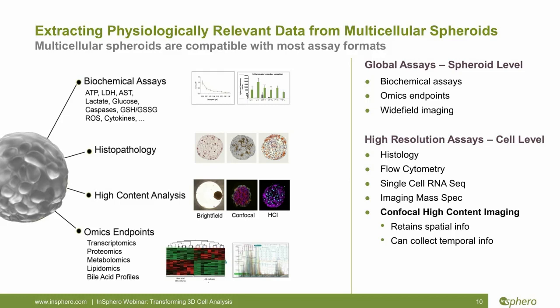Histology, single cell sequencing, flow cytometry, imaging mass spec, and confocal high content imaging are all good examples of high resolution assays. Of these, only high-content imaging also retains spatial information, in other words, where each cell was located within the tissue, and can be performed in a live format in order to collect temporal information. High-content imaging is also a relatively high-throughput platform, which makes it quite compatible with scalable 3D models.